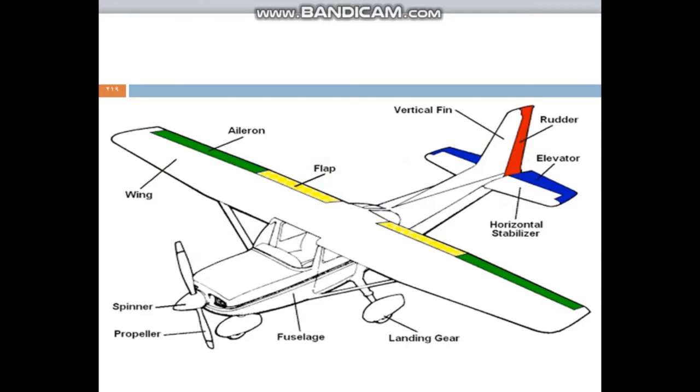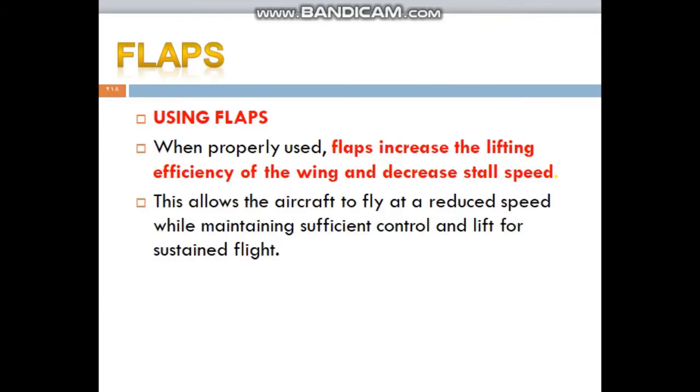At the beginning, we will start talking about the flap. The flaps are located on the trailing edge, on the root of the trailing edge. Using of flaps. When properly used, flaps increase the lifting efficiency of the wing and decrease stall speed. This allows the aircraft to fly at reduced speed while maintaining sufficient control and lift for sustained flight.